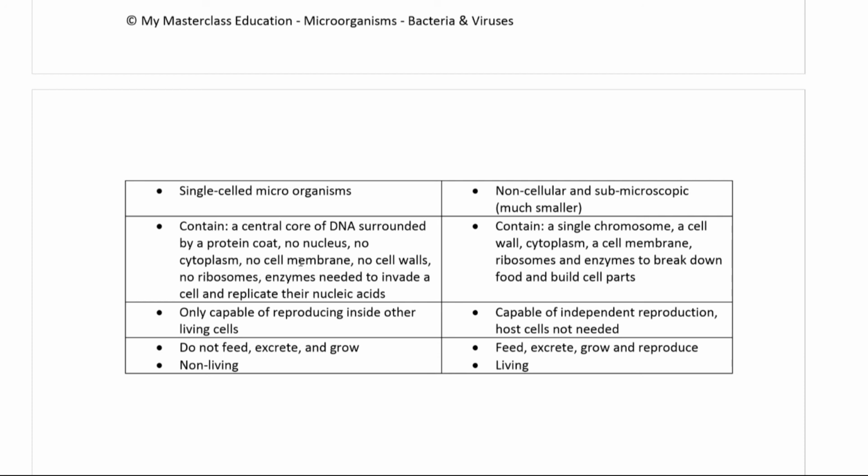Okay, so the virus itself will inject itself into your own cell and use your cell's nucleus, your cell's cytoplasm, your own cell's cell membrane, etc. to replicate itself. Okay, so outside of its own host cells, these viruses are not able to reproduce. Okay, and because of that, they are considered to be non-living organisms.